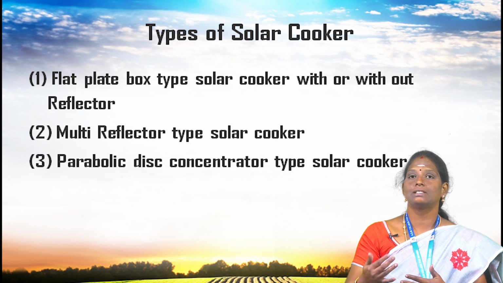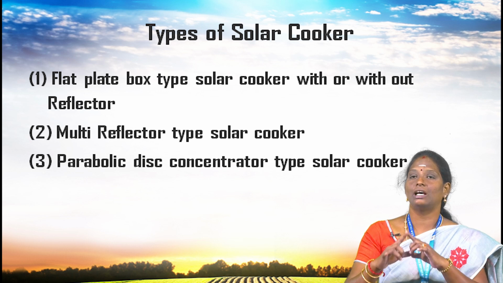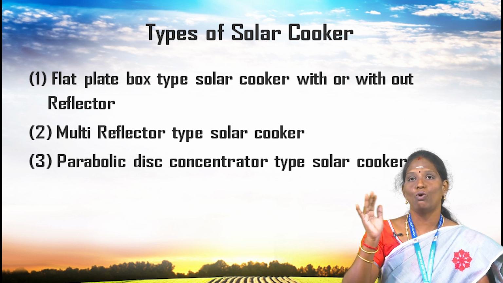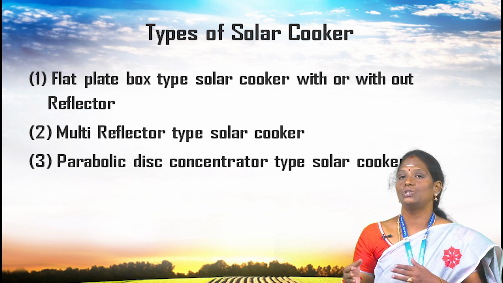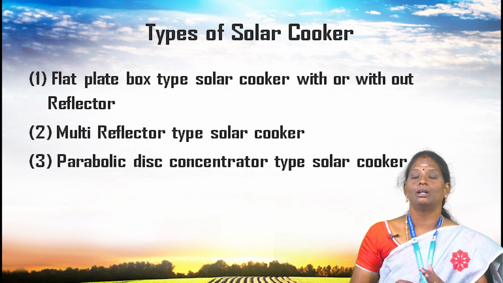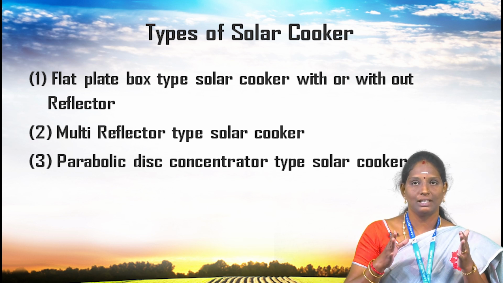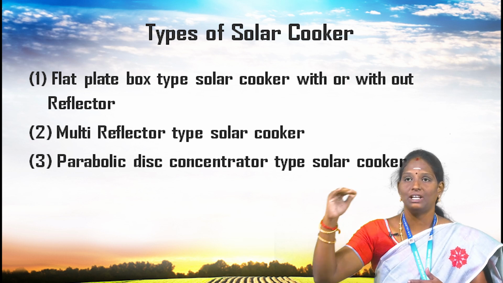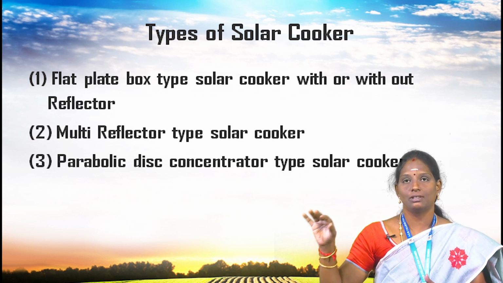The second type is the multi-reflector type. Four square, rectangular or triangular reflectors are mounted on the oven body. They all reflect the solar radiation into the cooking zone in which the cooking utensils are placed. The temperature is of the order of 200 degrees centigrade. The maximum temperature can reach 250 degrees centigrade if a compound cone reflector system is used.